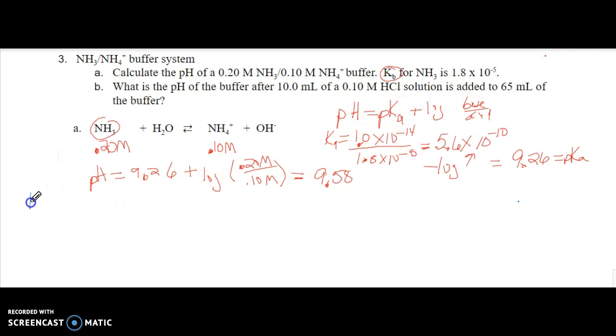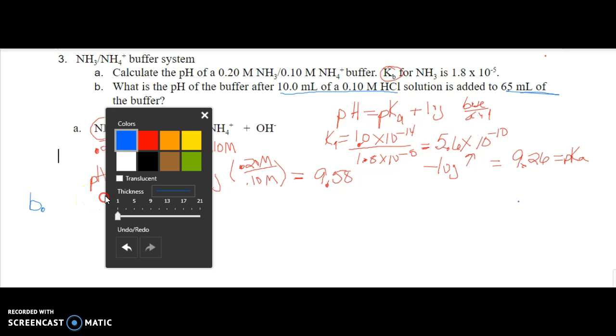So for part B, we want to know the pH of this buffer after we add 10 milliliters of a 0.1 molar HCl solution to 65 milliliters of the buffer. So those are all important numbers. So the first thing we have to look at is stoichiometry. So what is HCl going to react with? Again, strong acid is going to react with the base part of that.